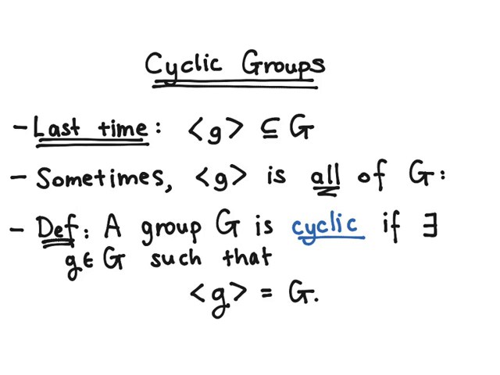Namely, we'll say that a group capital G is cyclic if there exists some element, some lowercase g in that group, such that the subgroup generated by lowercase g is not just a subgroup, it's actually all of capital G. So let's look at some examples of familiar groups we've seen that actually satisfy this property.